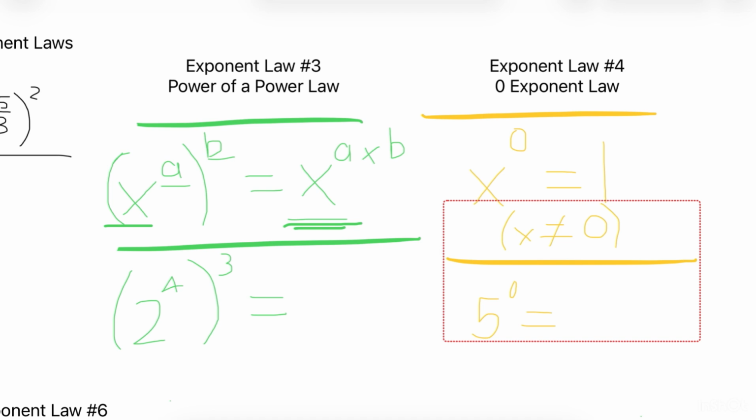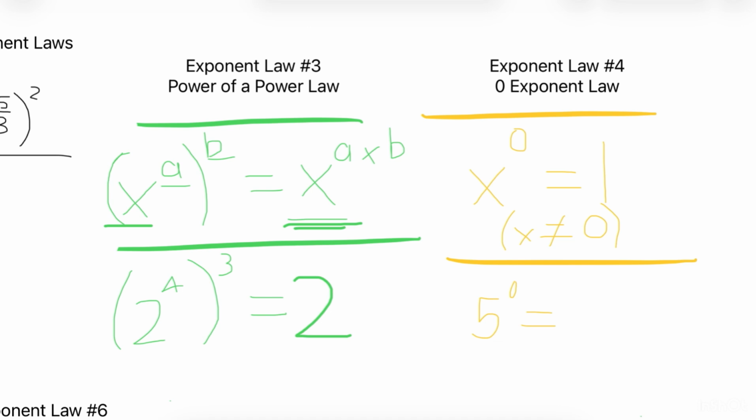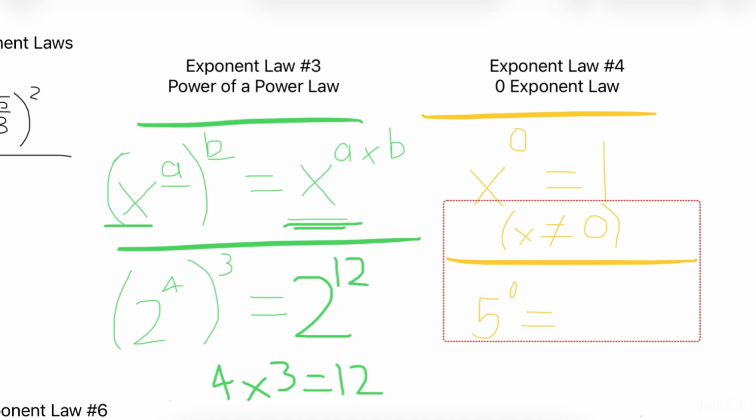So now let's do a practice question. You have (2 to the 4th) to the exponent 3. Now how would you solve this? According to the power of a power law, you'd keep 2 the exact same, and you'd multiply 4 times 3. So 4 times 3 is just 12. So your final answer is 2 to the 12th.